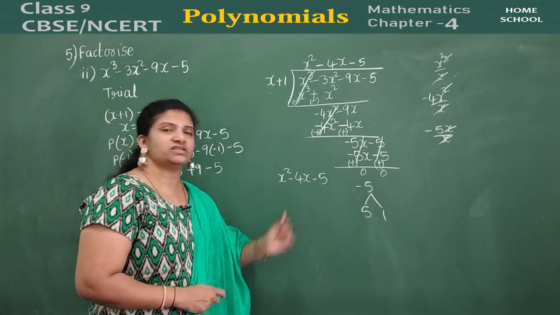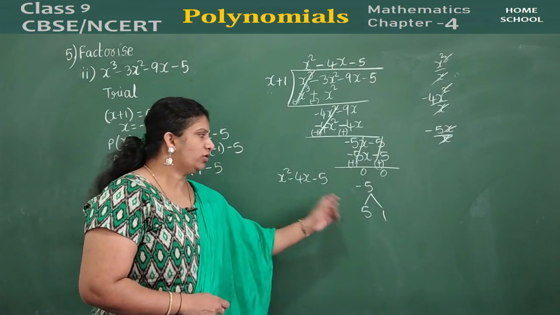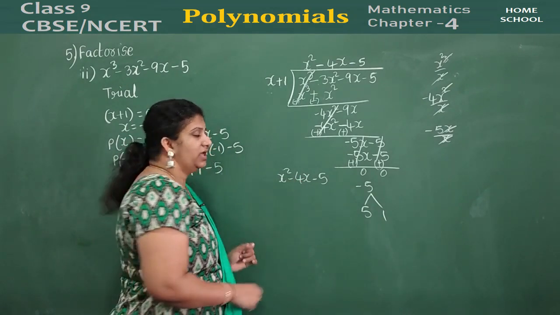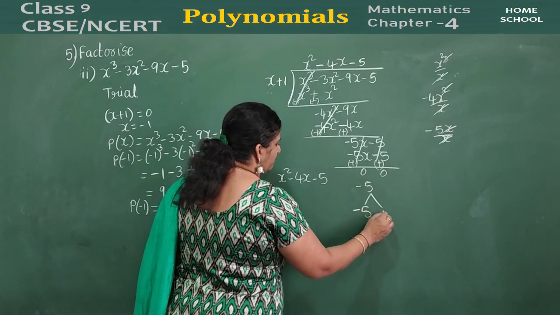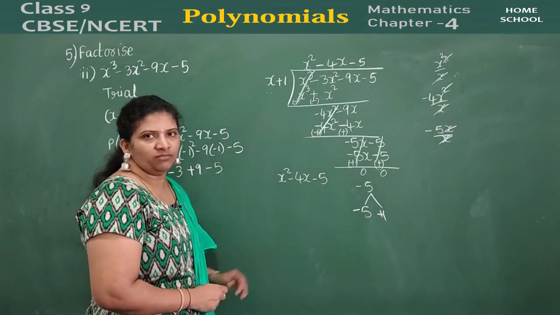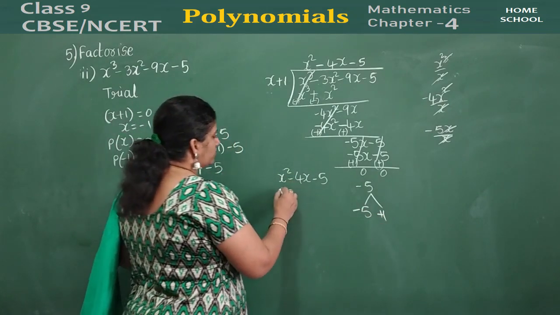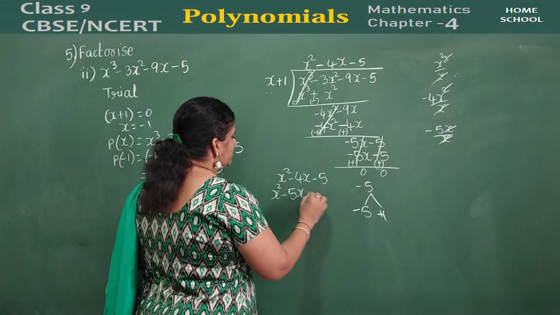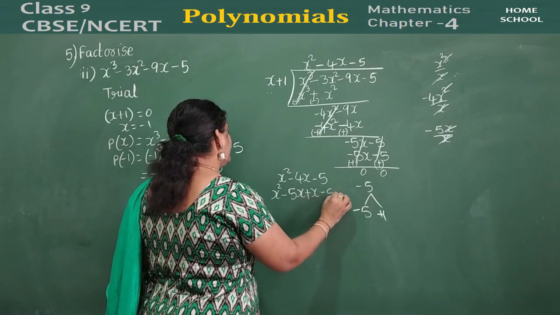How could you get minus 4 here? If you add or subtract, you should get this value. If I take minus 5 plus 1, you are going to get minus 4. So, write that x square minus 5x plus x minus 5.